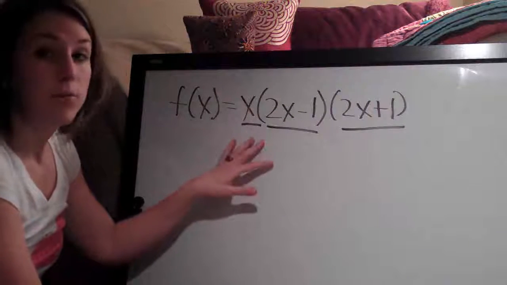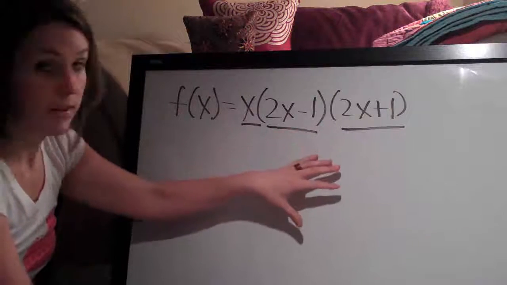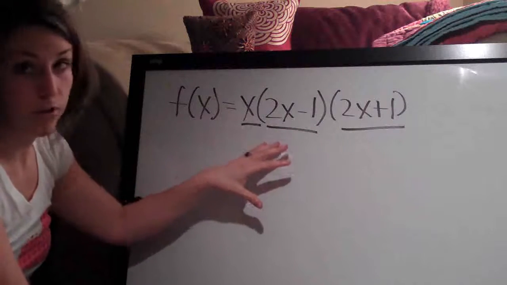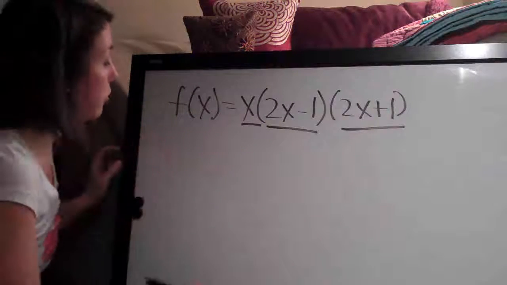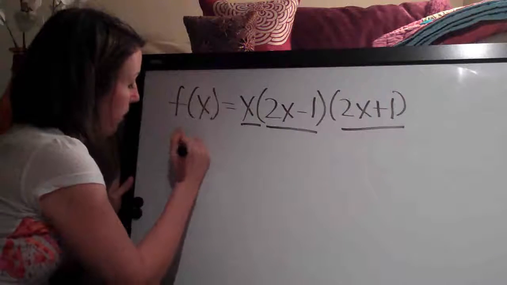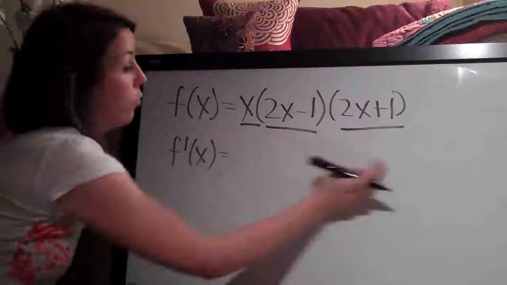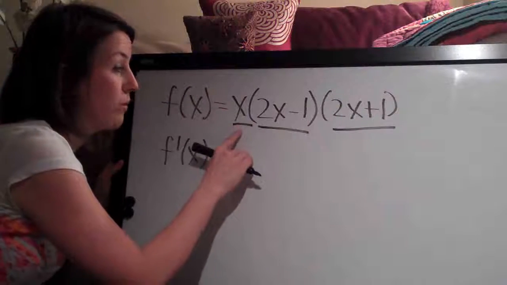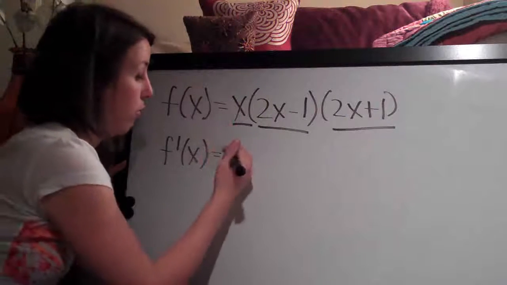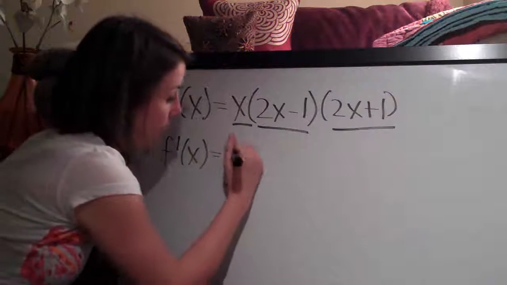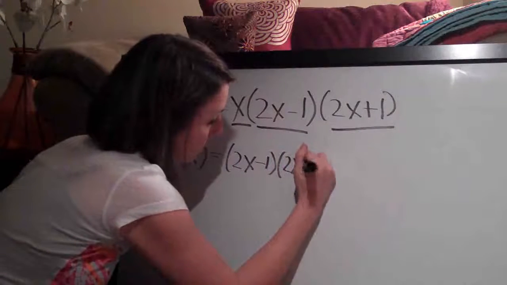So, same as before, you take the derivative of one term, you keep the other two constant. Then you take the derivative of another term, keeping the other two constant, and so on. You could do this with an infinite number of terms. So, the derivative, we're going to go ahead and say f prime of x equals, and we're going to go in order. So, you take the derivative of the first term, x. The derivative of x is just 1. So, that's implied. We keep the other two the same. So, 2x minus 1 times 2x plus 1.